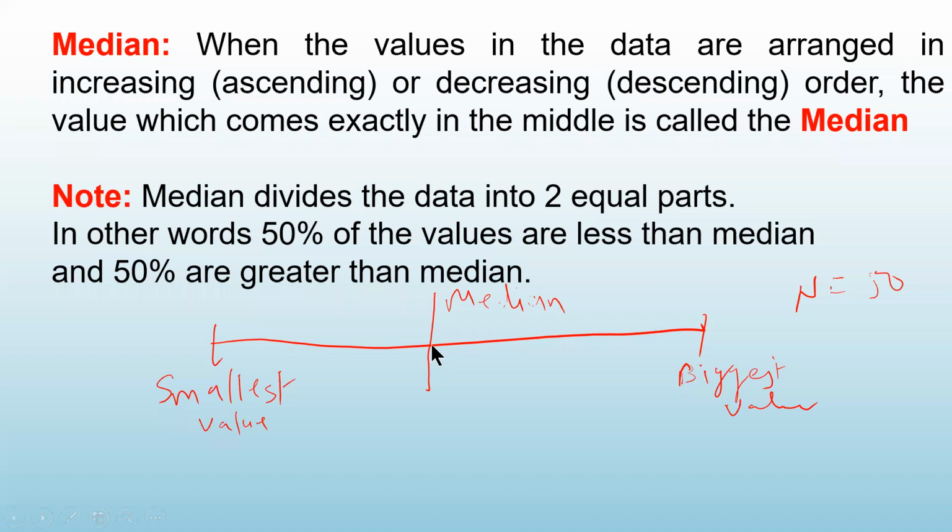So what we notice here is that half of the values are less than median and the remaining half are greater than median. Half is 50%. So 50% of the values are less than median and the remaining 50% are above median, so greater than median. And median will be exactly in the center or the middle. That is what we have written here. Median divides the data into two equal parts. In other words, 50% of the values are less than median and 50% are greater than median.